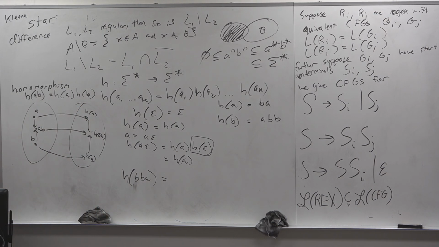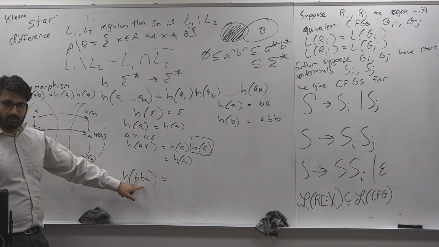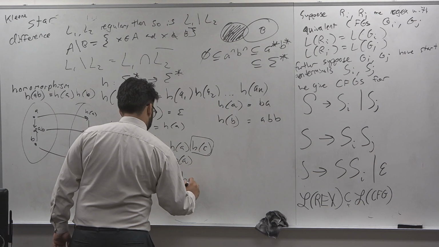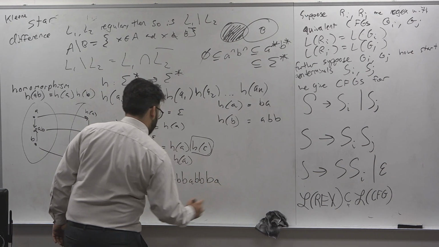Like the actual output. Yeah. What is this specific map? What does that map to? ABB, ABB, BA. Yes, correct.